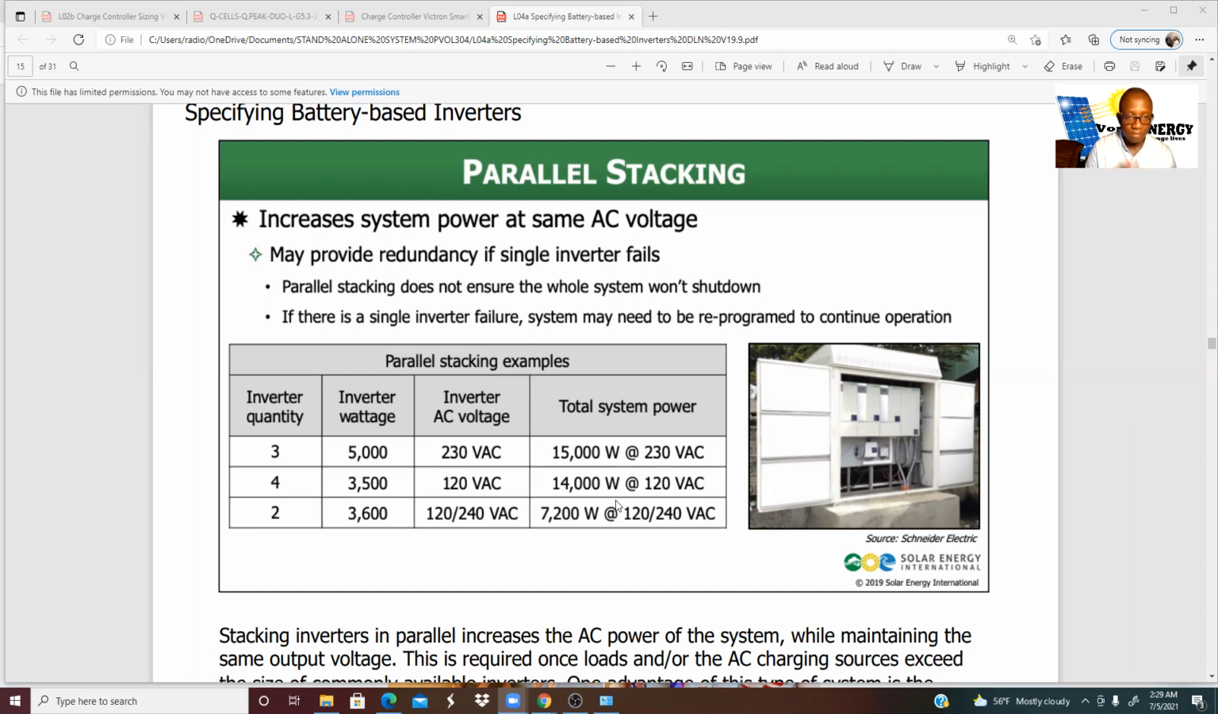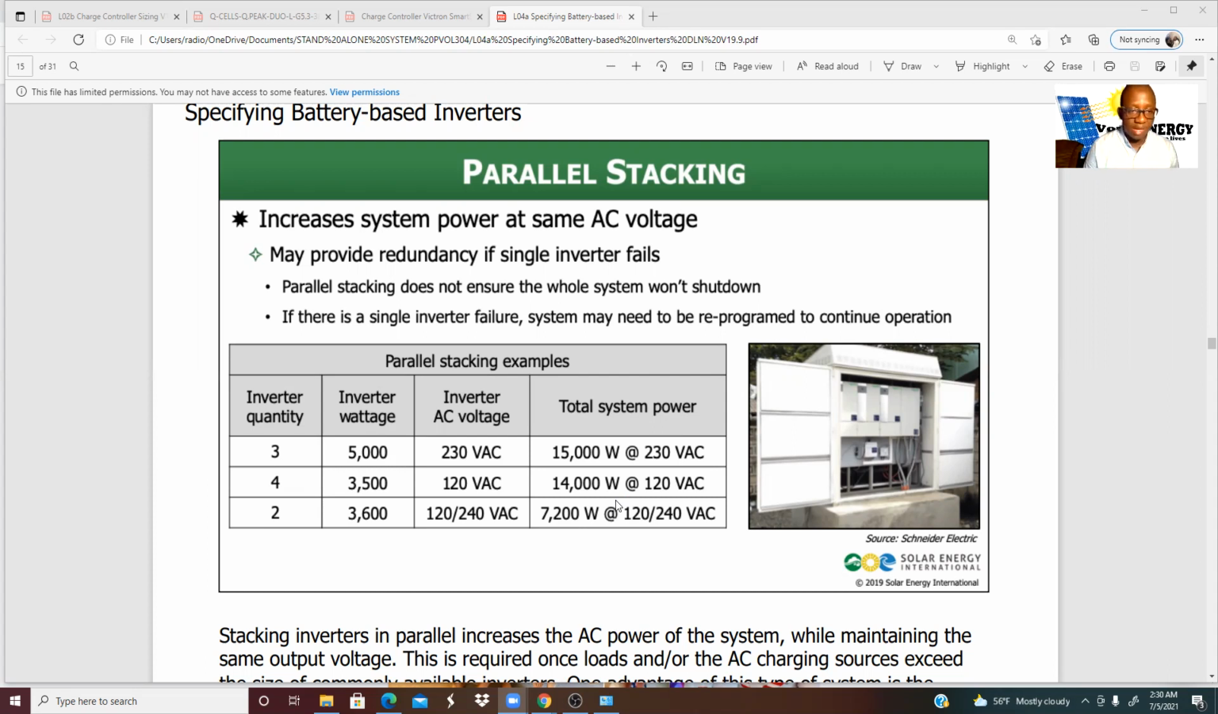Now, if you look at the parallel stacking example, we have an inverter quantity of three inverters. The inverter wattage is 5,000 each. The inverter AC voltage is 230 volts. Total system power we have 15,000 watts. Now when you look here, the wattage adds up: 5,000 times 3, that's 15,000. But the volt remains the same.